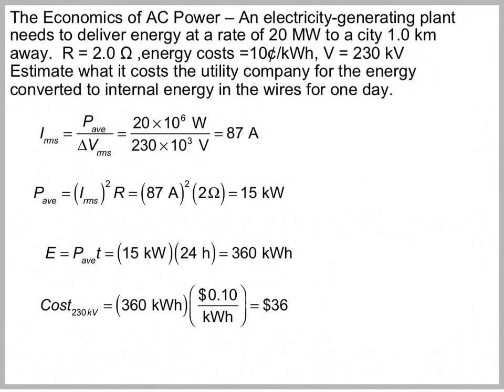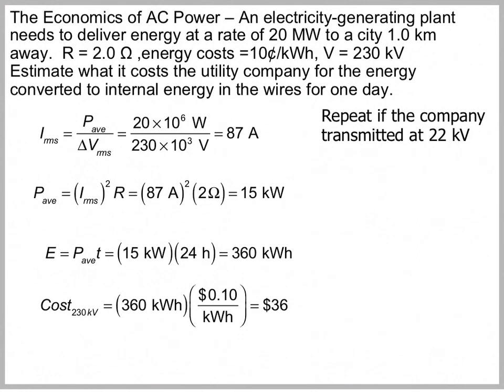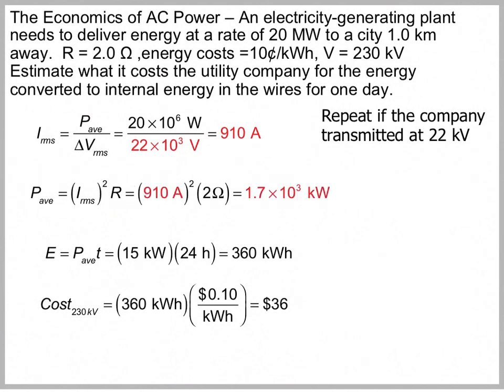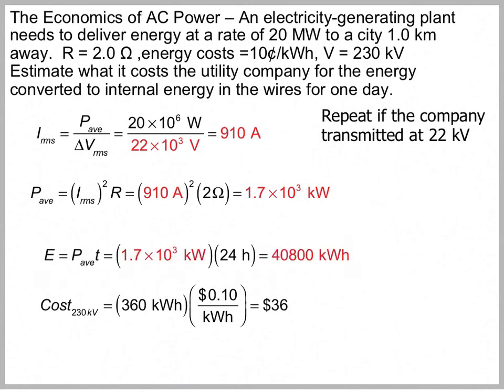Now, what if instead of a 230,000 volt power line, we just used a 22,000 volt power line? So we're going to repeat now. So now we're dividing by a smaller number here. So now the current in the wires would have to be 910 amps. So if we plug that in here, we get that the power dissipated by the wires is now 1700 watts. And the energy, which is power times time, is 40,800 kilowatt hours. And then the cost of plugging that in turns out to be $4,000.